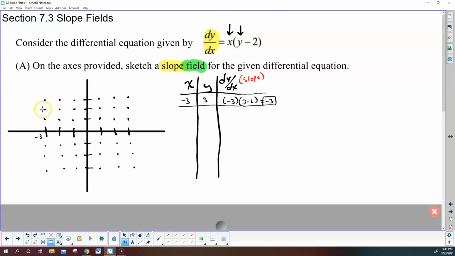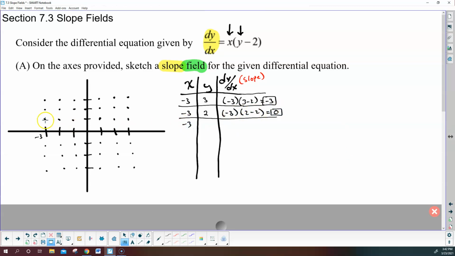All right, and then I'm going to go to this next point. I'm not going to do anything with that slope yet, but let's go to this next point. We have x of -3 and y of 2, and I'm going to generate that slope. Plug -3 in for x and 2 for y. And then I get 0 here. -3 times 0 is 0. And then we're going to go to the next point.